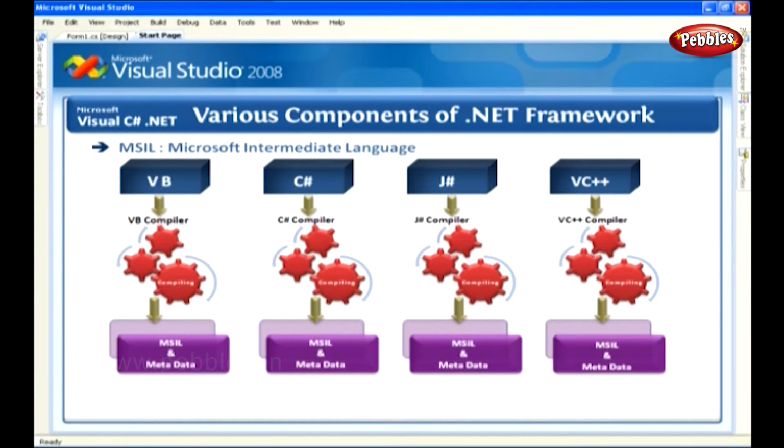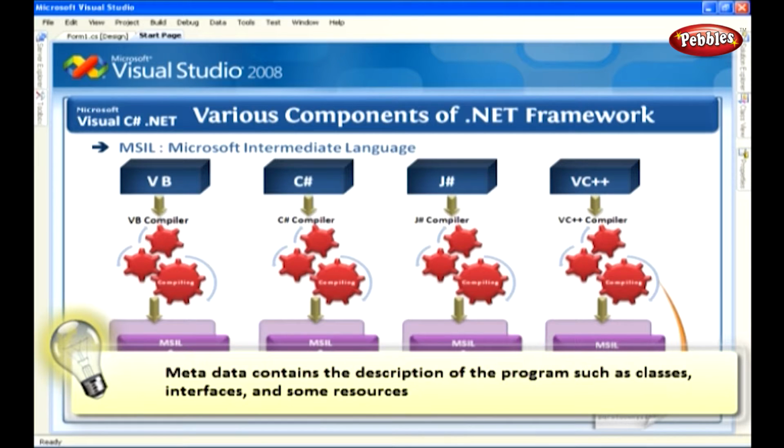In addition to translating the code into MSIL, the compiler also produces metadata about the program during the process of compilation. Metadata contains the description of the program, such as classes, interfaces, and some resources.